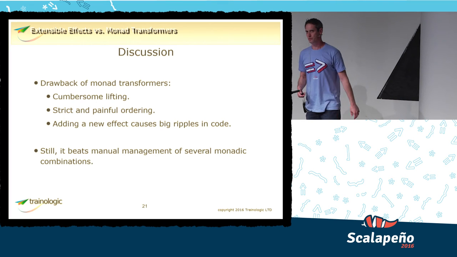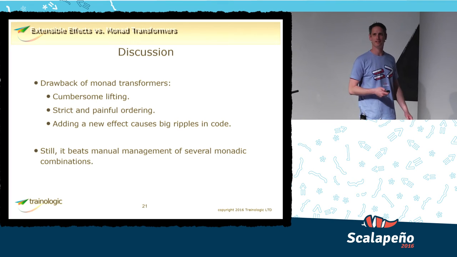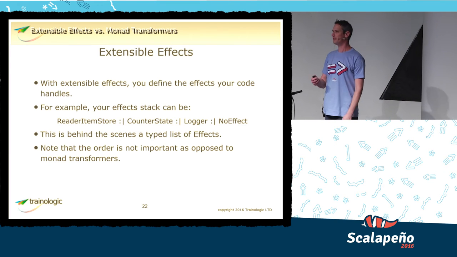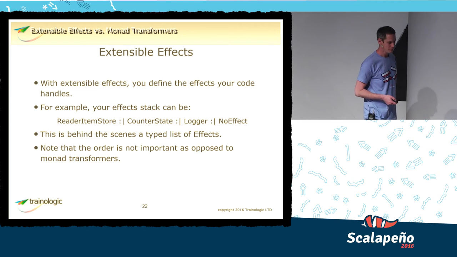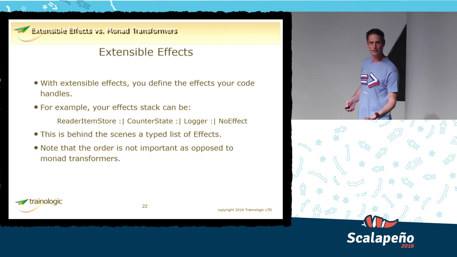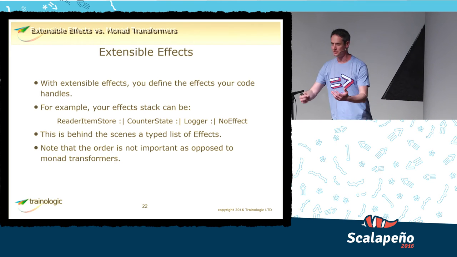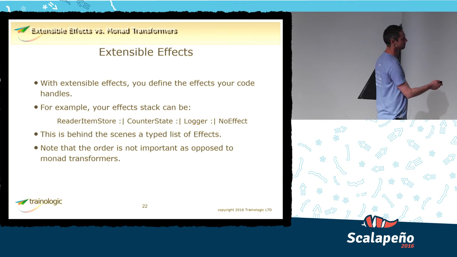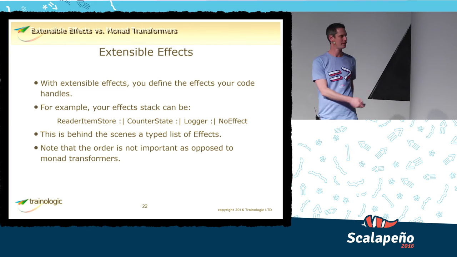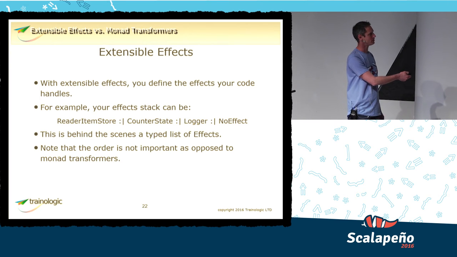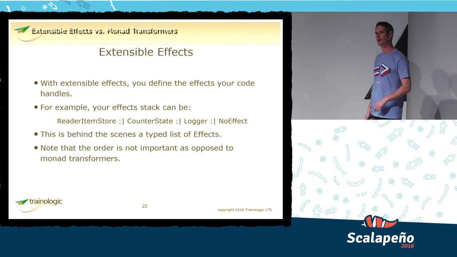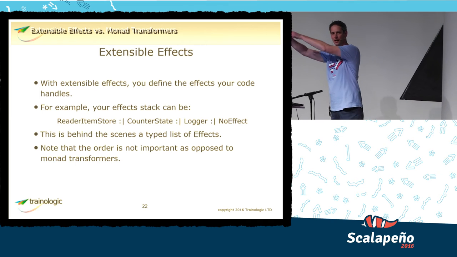What I will present now is a different solution called extensible effects. Okay? And what are extensible effects? In extensible effects, I define my effects. Effects are actually the monads. I create my effect stack. For example, here is, and don't be scared of the operators, just some DSL for creating the effect stack. I want to work with reader for item store, with counter state, with some logging, and it's like a list that I'm doing a plus colon and end with nil.